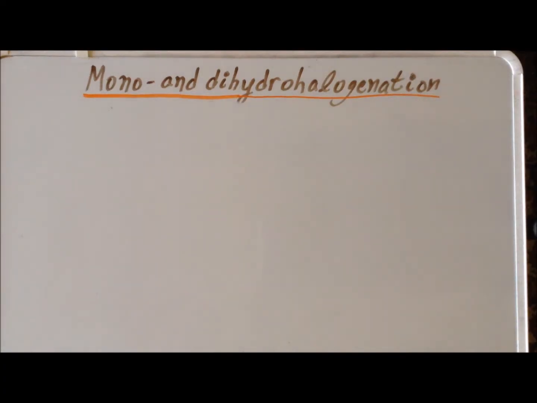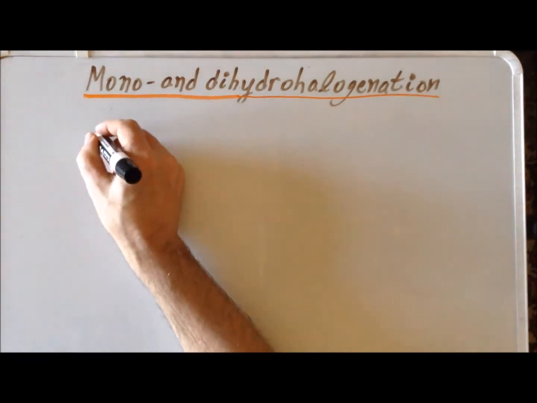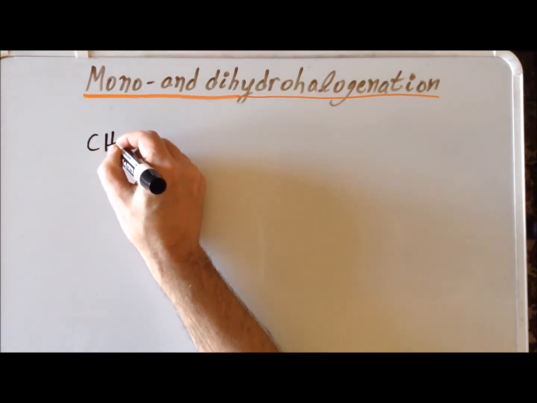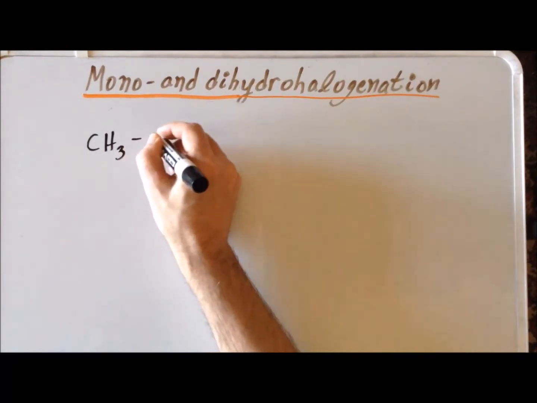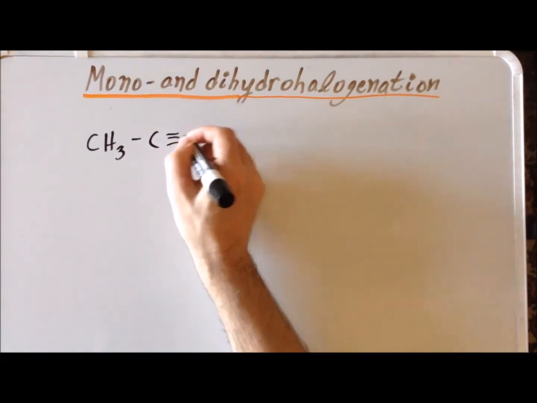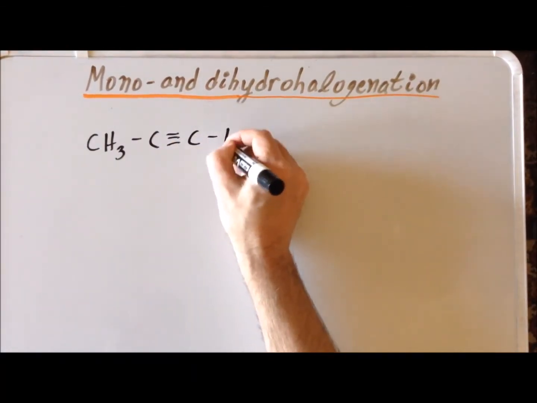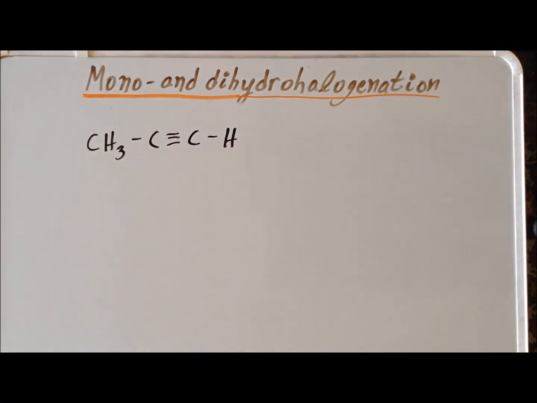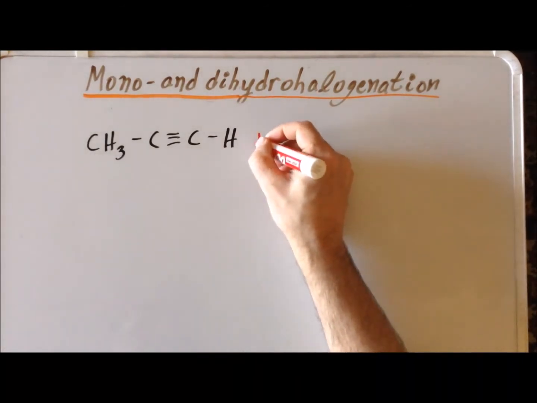The next alkyne that we're going to look at is the 3-carbon compound. Here where R1 is equal to a methyl group and R2 is equal to hydrogen, and this is called propyne. So now let's look at the reaction of propyne with hydrogen bromide.